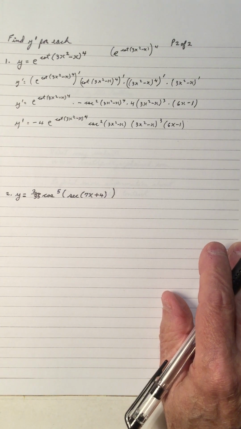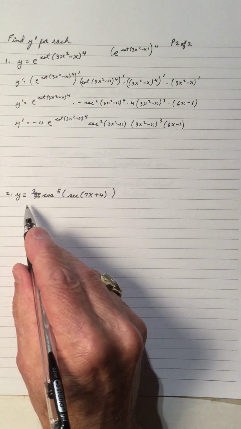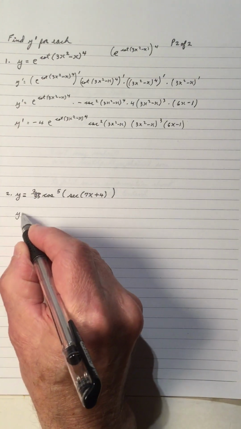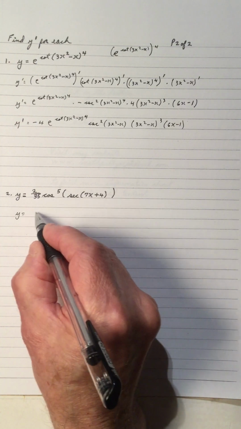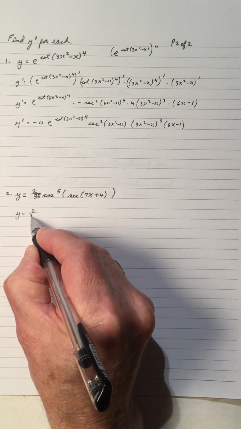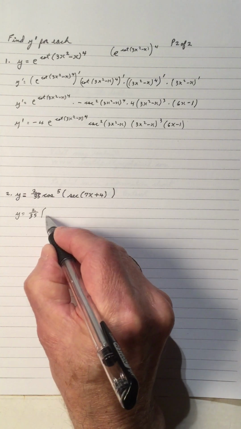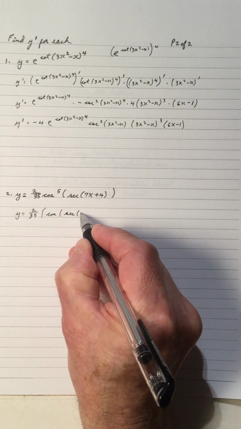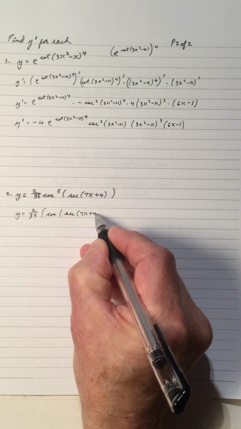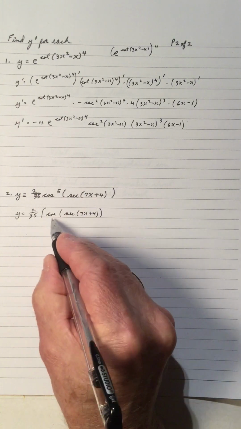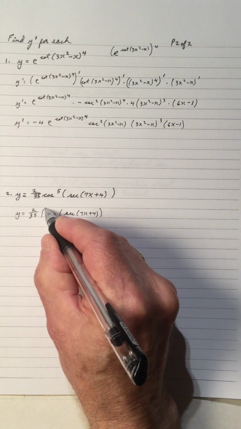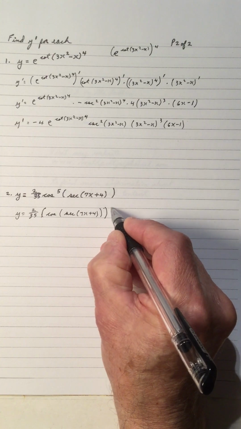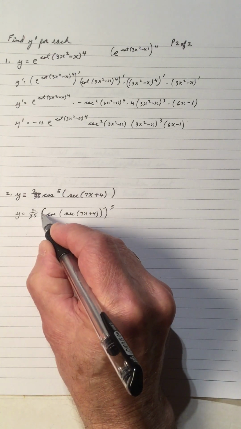Now number 2, we do y prime on this one. Again, notice that we have y, we have the cos to the 5th power. So that's cos of secant 7x plus 4, and this is all of this raised to the 5th power. So that's the 5th power of cos.